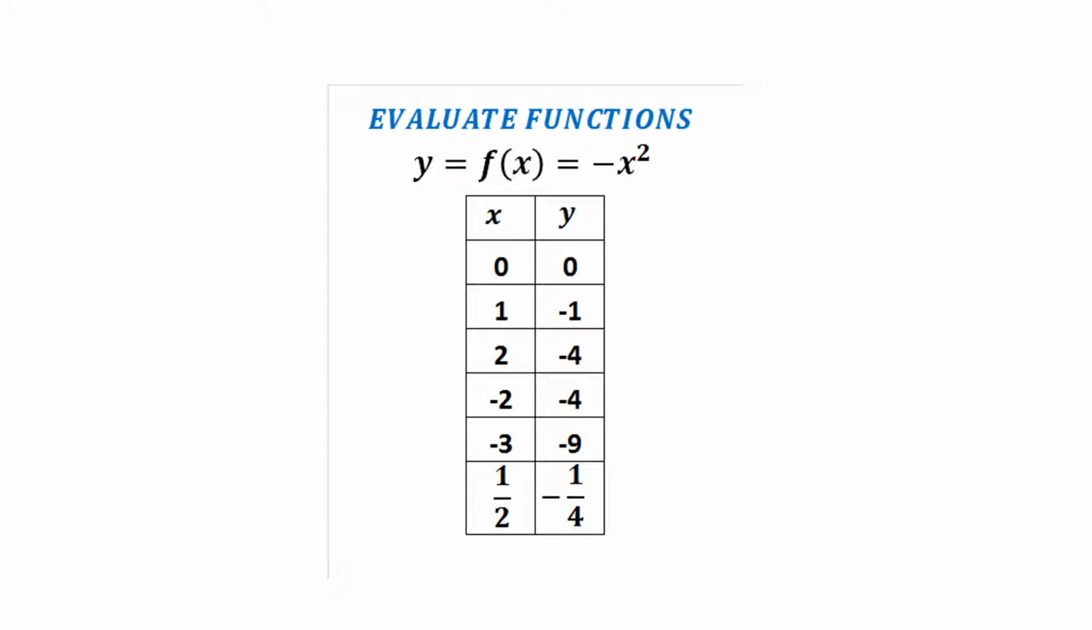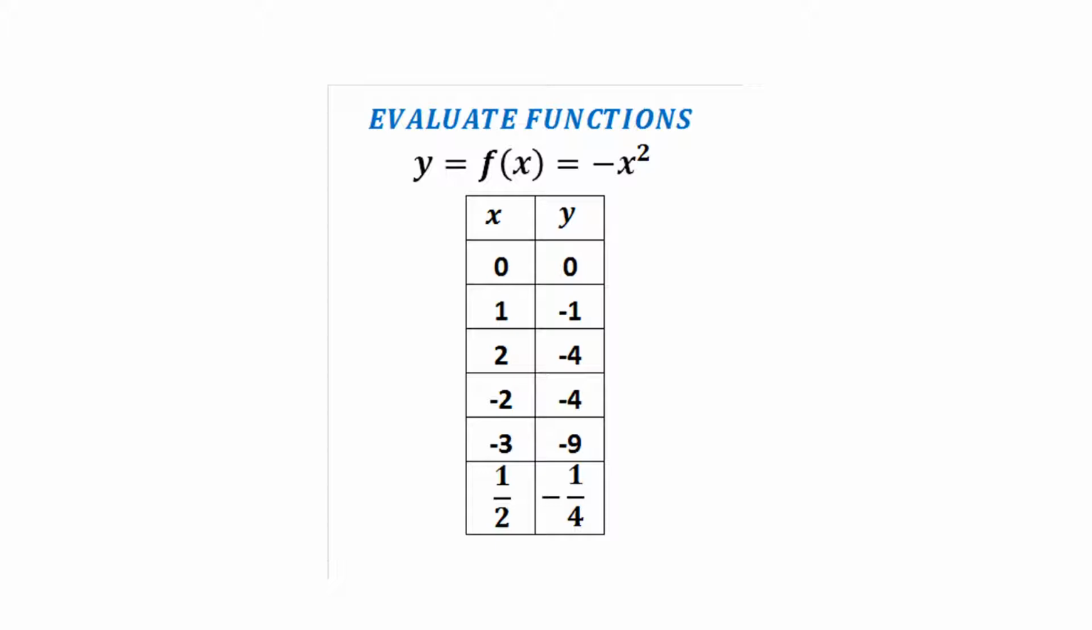Now let's evaluate functions. We'll start off with f of x is equal to minus x squared. The laws of exponents tell us to do x squared first, then do the negative. So, with that in hand, if x is 0, y is minus whatever 0 squared is, which is 0, so it's minus 0, which is 0. Put in 1. 1 squared is 1. The answer is minus 1. Put in 2. 2 squared is 4.